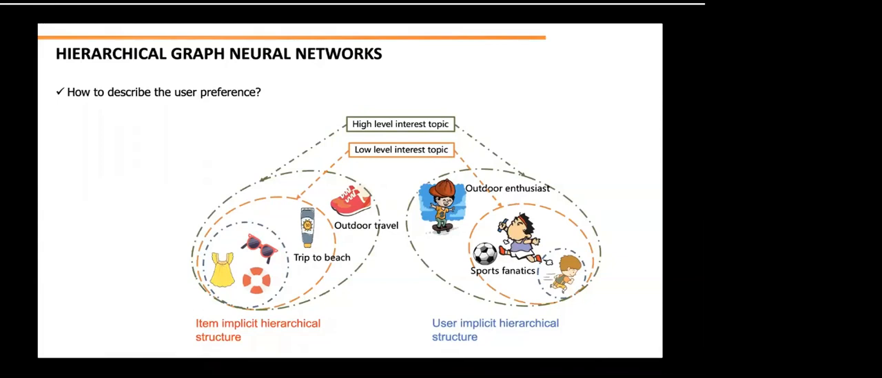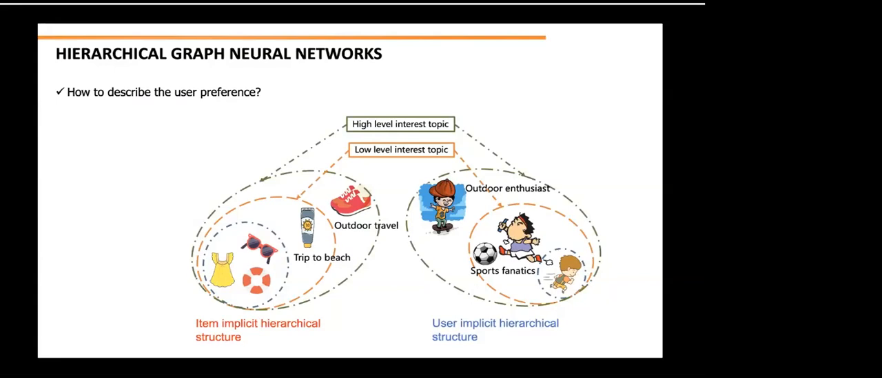Leading e-commerce companies nowadays generate hundreds of millions of interactions between tens of millions of users and a huge amount of items every day for a series of prediction tasks, including click-through rate, CTR, conversion rate, CVR, personalized recommendation list, and so on. There is an interesting problem of how to describe the user preference.